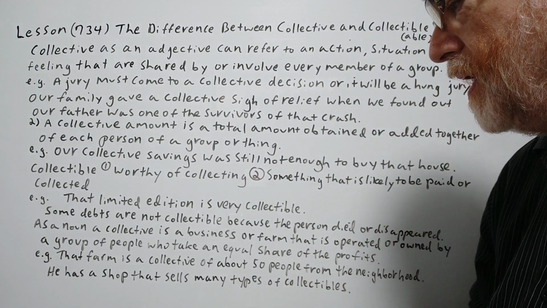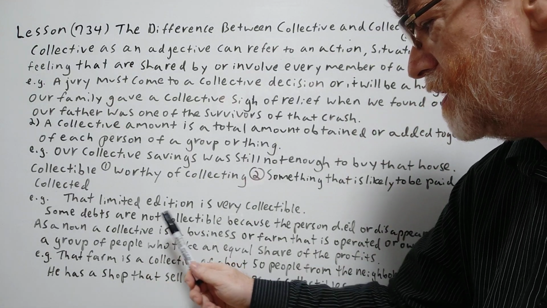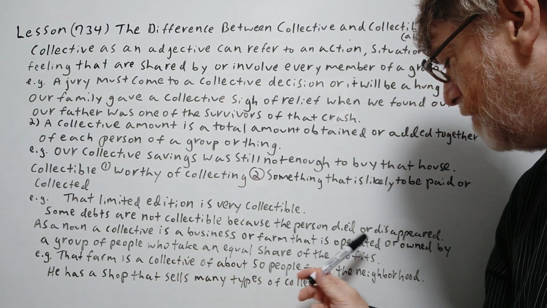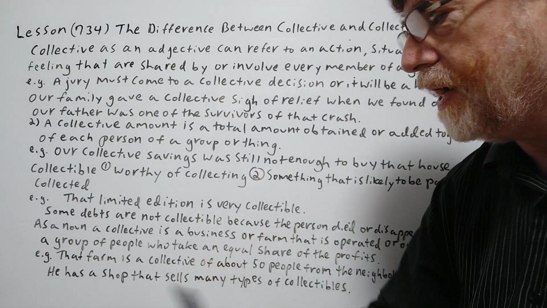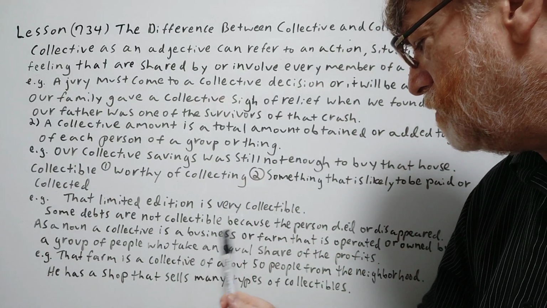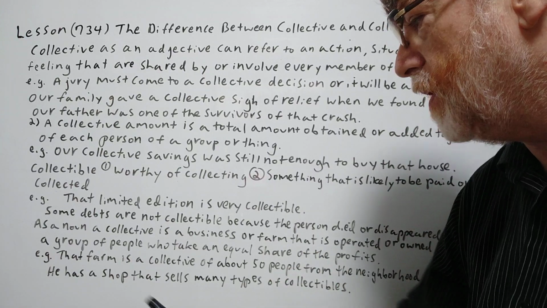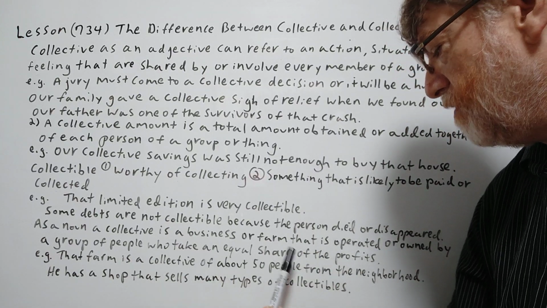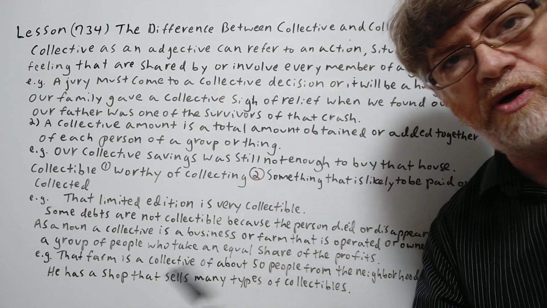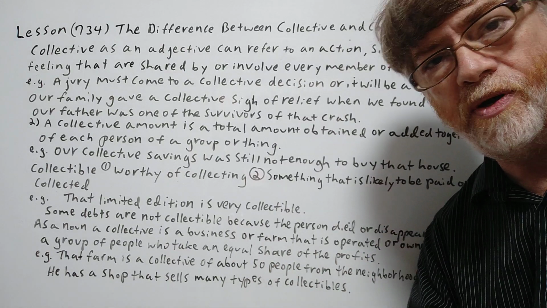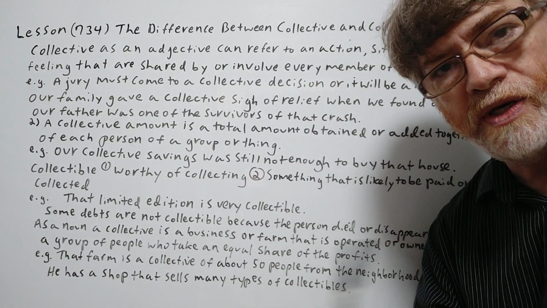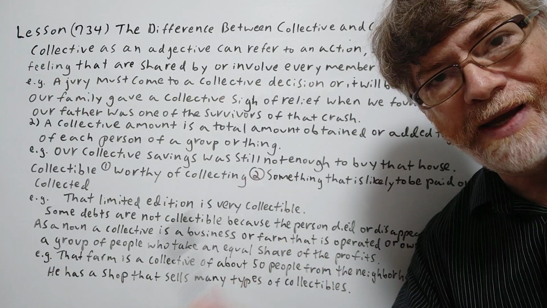Let's continue. As a noun, collective is a business or farm that is operated or owned by a group of people who take an equal share of the profit. So we got one example for that one. That farm is a collective of about 50 people from the neighborhood. So maybe all these people in the neighborhood, they own and they work this garden together or this farm together.